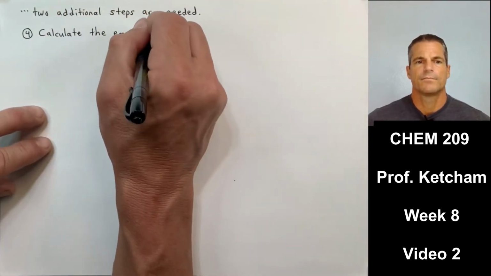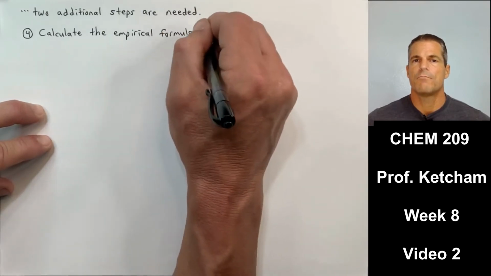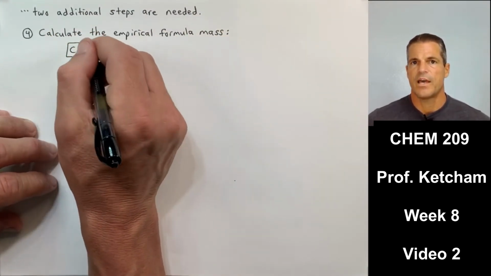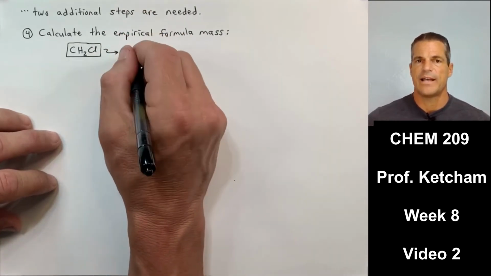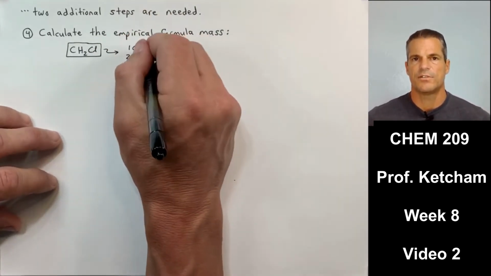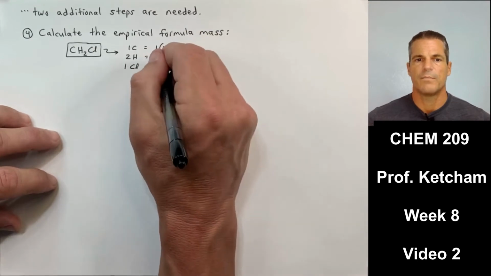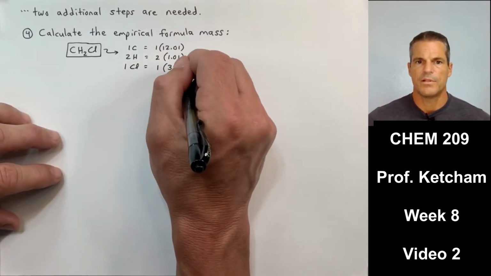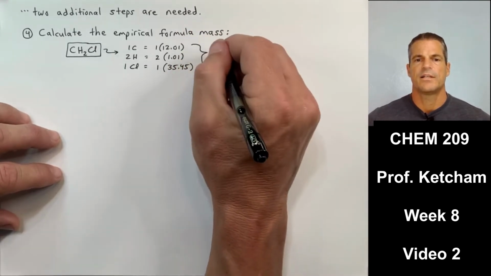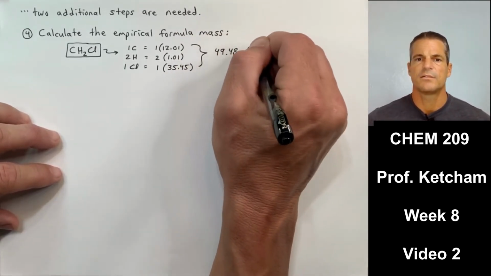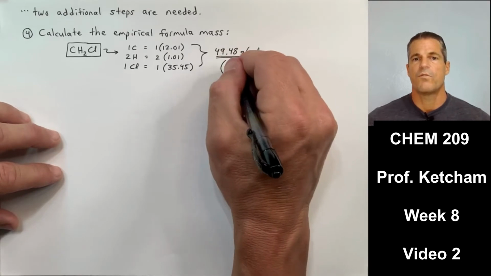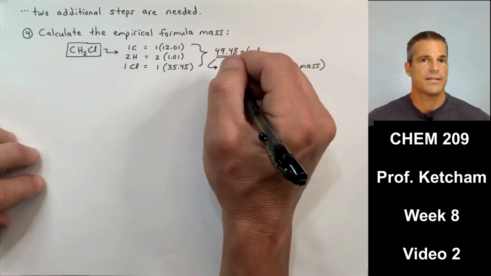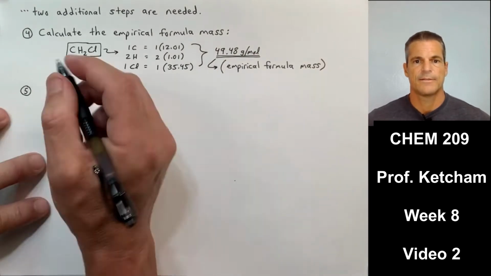Number 4, calculate the empirical mass, or the empirical formula mass. Well, we have our empirical formula from the bottom of the last page of our notes, CH2Cl, 1 carbon, 2 hydrogens, 1 Cl. We add them all up on the periodic table, and as you know, I like to use the hundredths place. I come up with 49.48 grams per mole. Now, that is the empirical formula mass, or the empirical mass.